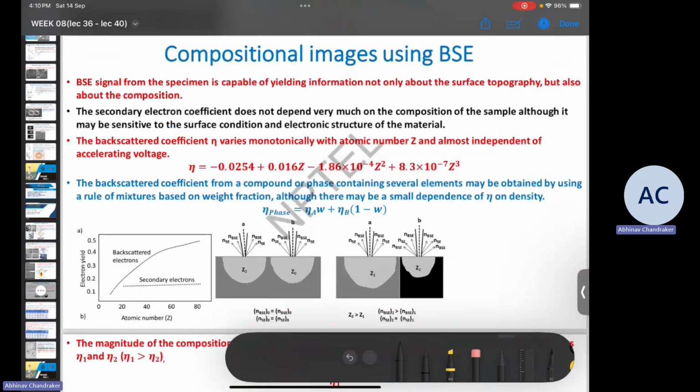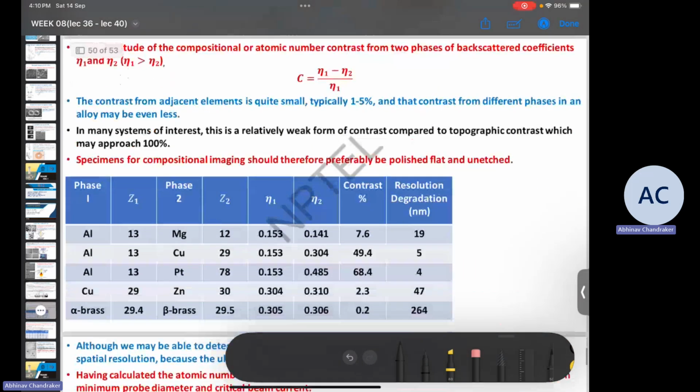Also, one difference which comes when using BSEs and SEs is that BSE is much more sensitive to the atomic number of the elements from which the electrons are emitted or generated. So the yield due to BSE has a much higher dependence on the atomic number of the atoms in the specimen. It can be seen from this plot, and this can be used to generate an atomic number contrast.